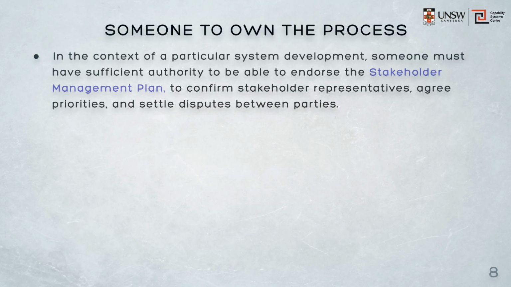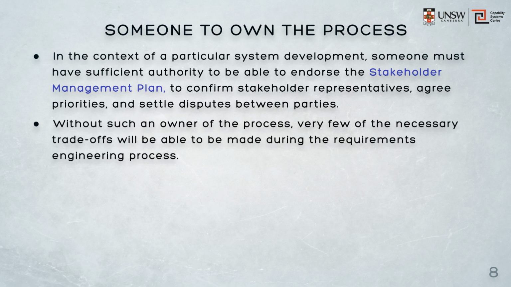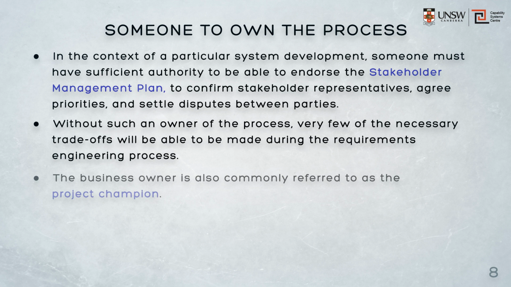In the context of a particular system development, someone must have sufficient authority to be able to endorse the stakeholder management plan, to confirm stakeholder representatives, to agree priorities, and so on. They must also have sufficient authority to settle any disputes between parties and to arbitrate and to decide. Without such an owner of the process, very few of the necessary trade-offs will be able to be made during the requirements engineering process. The business owner is also commonly referred to as the project champion.